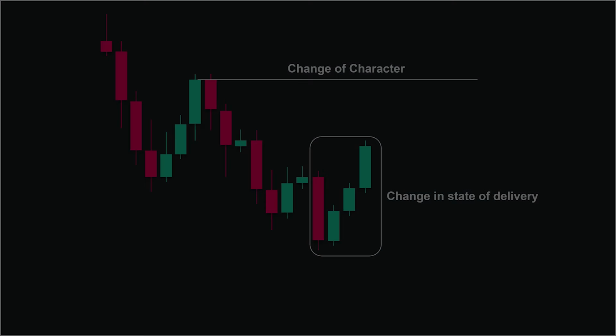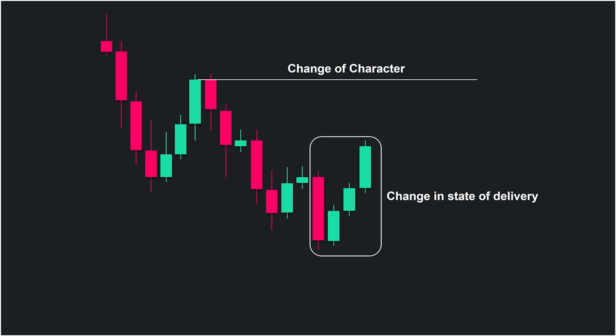Although similar, the change in the state of delivery and change of character have some key differences. Change of character happens when the price breaks through a well-defined market structure, signaling a shift in the overall trend. CISD, on the other hand, is more focused on a sudden momentum shift to the opposite side and can signal a market structure shift earlier than a change of character.